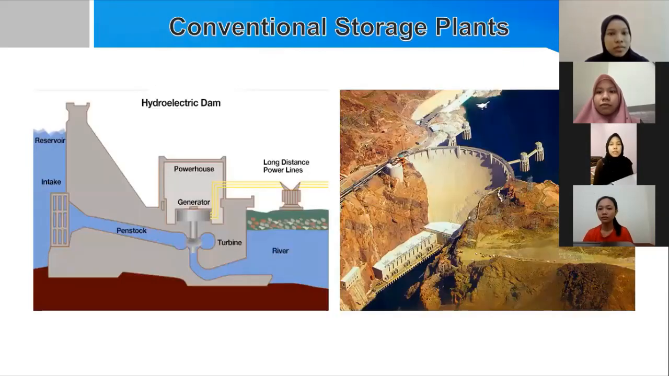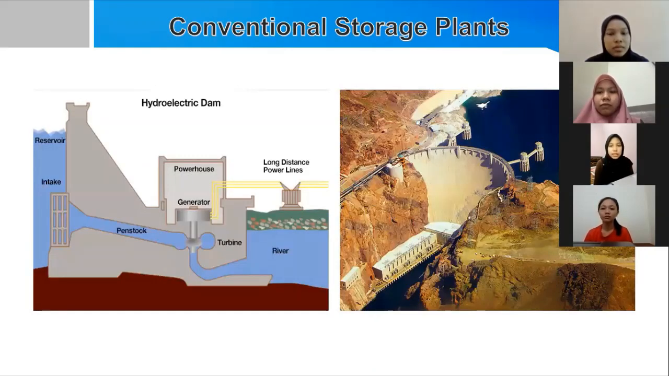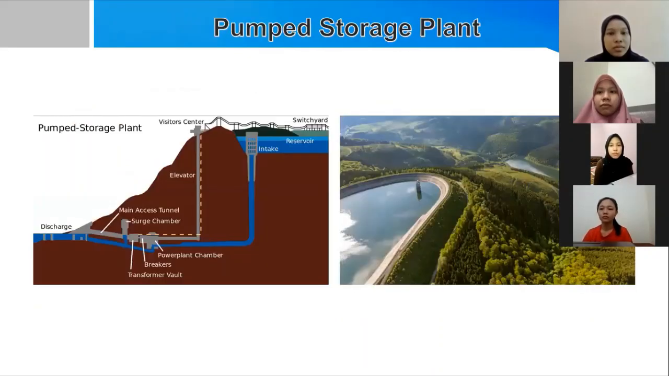Okay, seterusnya adalah gambar untuk menunjukkan perbezaan di antara ketiga-tiga jenis hydroelectric power plant. Okay, yang pertama adalah conventional storage plant. Yang sebelah kiri ni adalah sketch diagram. Yang sebelah kanan ni adalah real diagram. Okay, gambar yang kedua adalah berkenaan dengan pump storage plant. Pun sama juga, river plant.